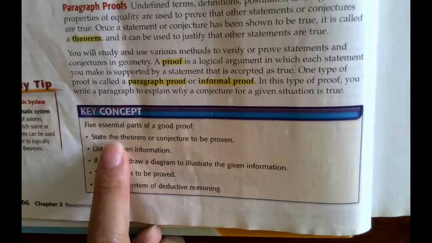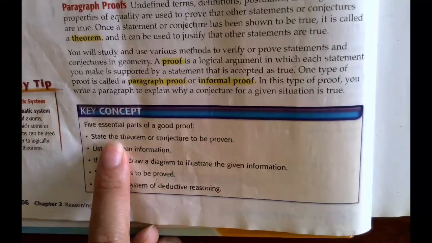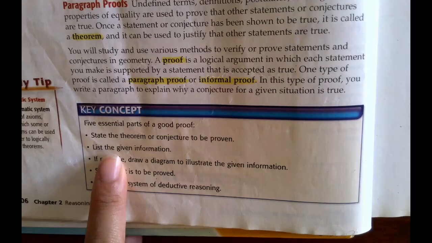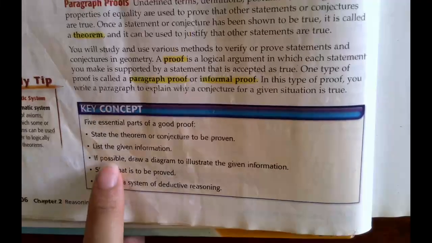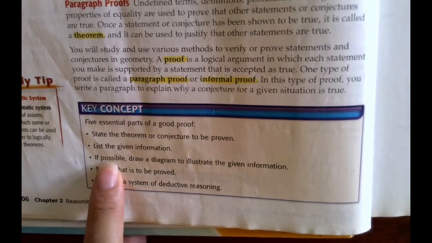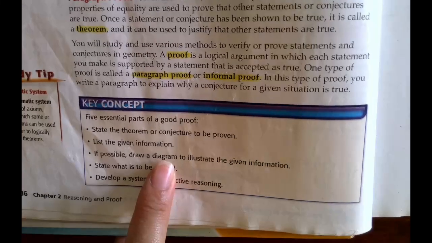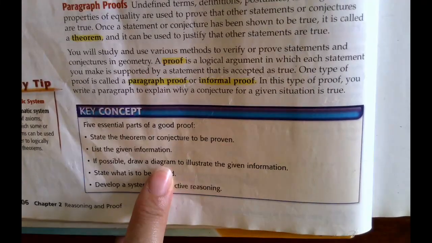You should state what you're trying to prove. Whether it's a theorem or a conjecture you're trying to prove, you need to state that. The second part is you should list the given information, because that is often what you're going to build your proof off of. The third thing is, if possible, you're going to draw a diagram to illustrate the given information. That will also help you to organize what information you have as you're adding it.